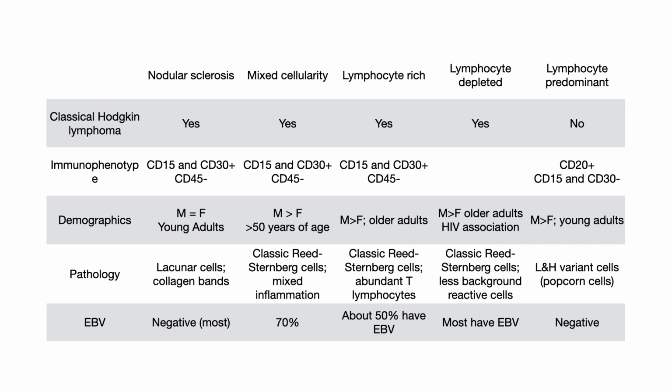And then EBV: mixed cellularity is very common, about 70%. Lymphocyte rich is at about 50%. Lymphocyte depleted, the best I could get was most. And then nodular sclerosis and lymphocyte predominant are actually negative, or at least most nodular sclerosis is negative for EBV, which I think is another important association to know.